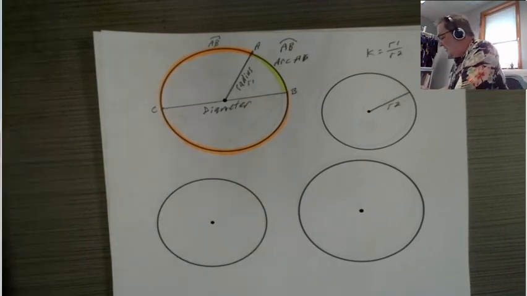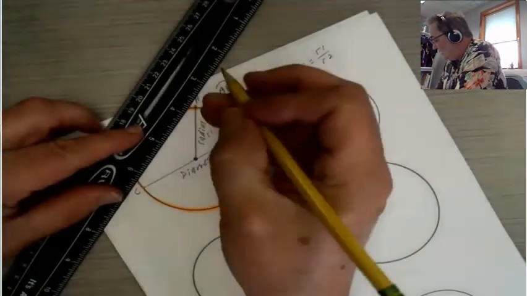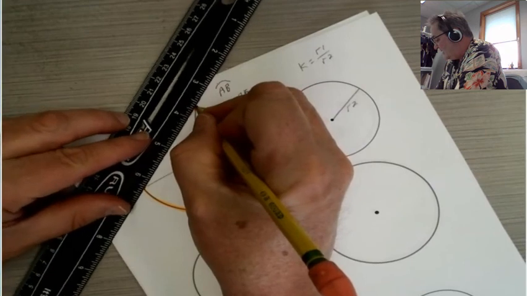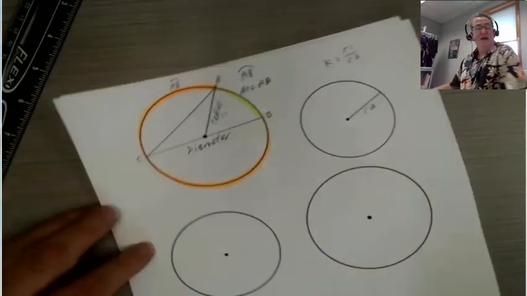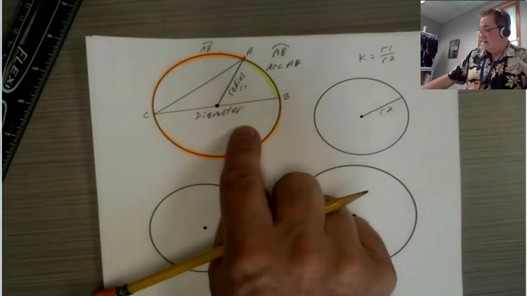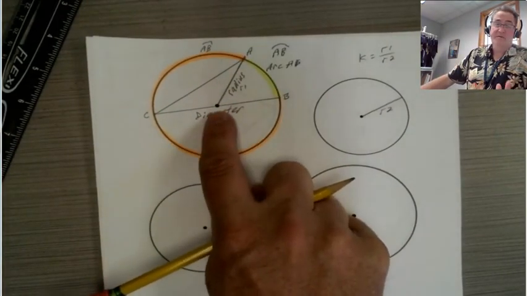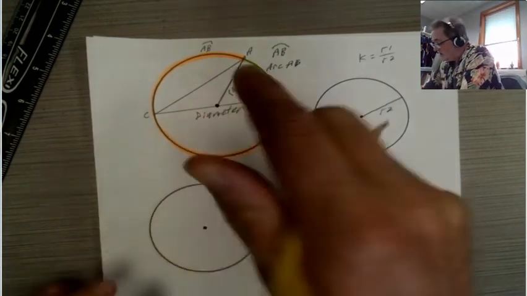Other things we look at in here, let me give you this. I'm going to go from A to C. This is a line that goes from one point on a circle to another point on the circle, but not through the diameter, not through the center. So it's not a diameter. It doesn't go through the center. This we would call a chord.